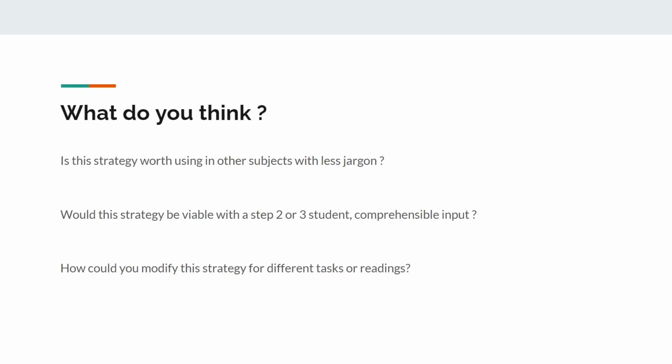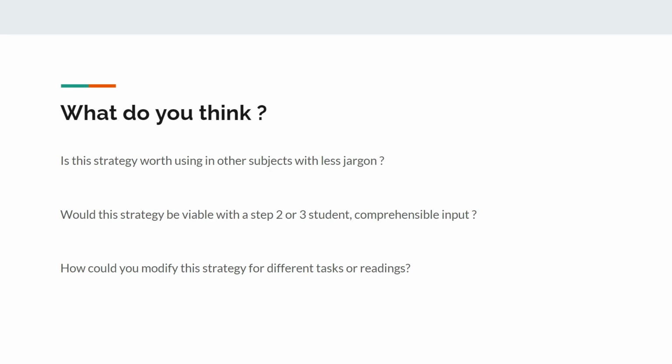But I kind of want to know what you guys think. Is this strategy worth using in other subjects with less jargon? Is it going to be as useful if you're doing English and there's not a lot of unfamiliar words? Would it be worth doing the 3-step, or should you just get right into it? When you have a student who's at that level 2 or 3 on the OLB, would it be worth throwing them into an example with this much jargon, or is it going to be totally overwhelming? I'm just curious about that idea of comprehensible input, if it would be too far out of their reach.